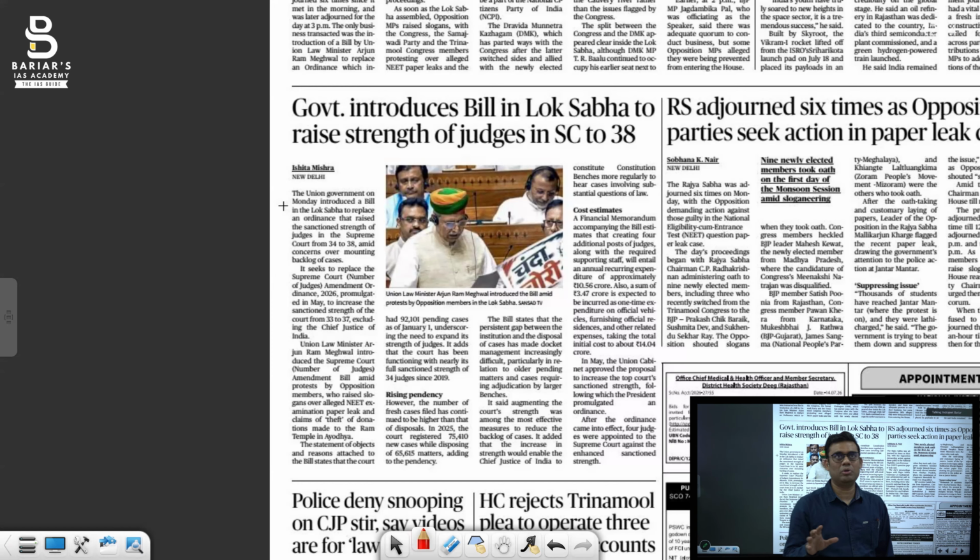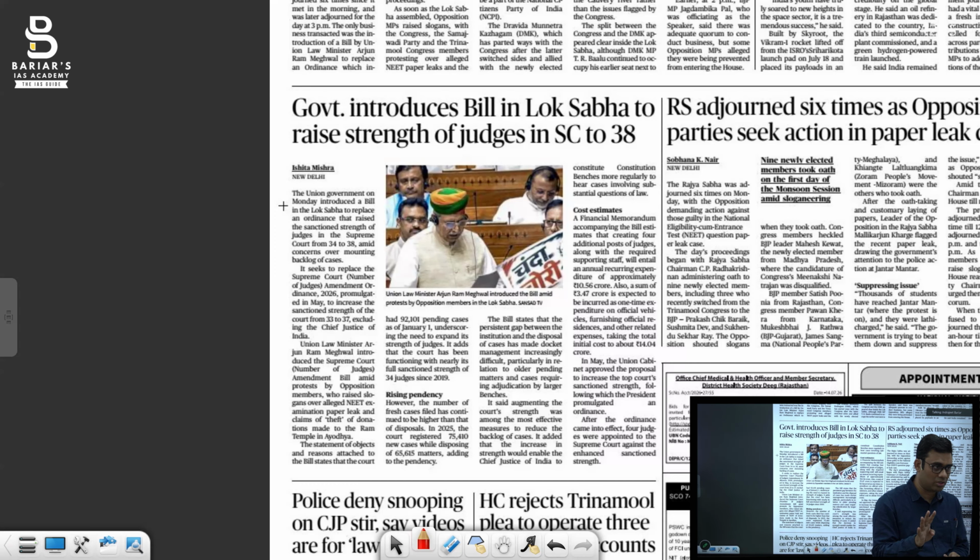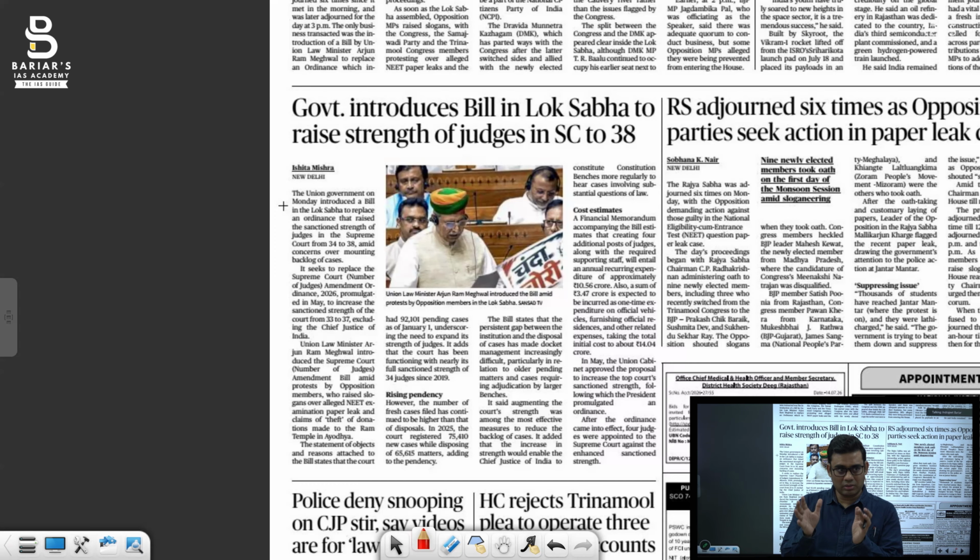But finally, we attribute the collegium system to the third judges case. The third judges case very specifically pointed out the collegium system and established the collegium as CJI plus 4 senior-most judges. So the second judges case is CJI plus 2 senior-most judges, and the third judges case is CJI plus 4 senior-most judges. This would be called the collegium, and this is going to determine the appointments. In this, 2 or more non-concurrences would lead to the name not being recommended.